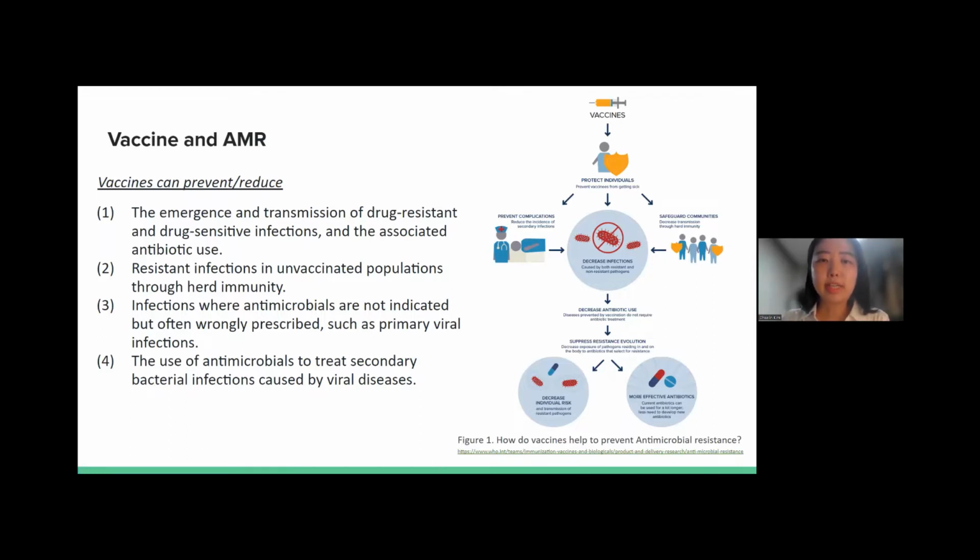And also vaccination can make an indirect impact as well by reducing resistant infections among the unvaccinated population through herd immunity. And next, vaccines can also prevent infections where antimicrobials are wrongly prescribed, such as primary viral infections, and accordingly it reduces antibiotic misuse and overuse. And lastly, it also reduces the use of antimicrobials to treat secondary bacterial infections caused by viral diseases.